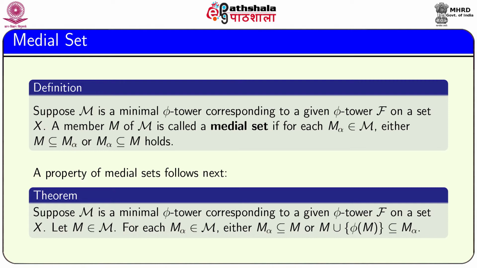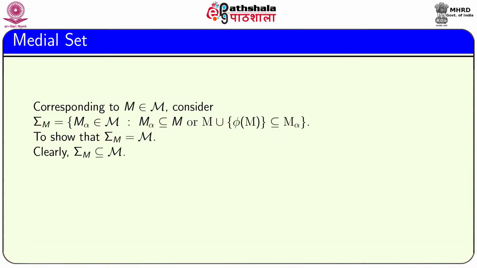Next theorem gives us a property of medial sets. Suppose script M is a minimal phi tower corresponding to a given phi tower script F on a set capital X. Let M belong to the minimal phi tower script M. For each M alpha belonging to script M, either M alpha is a subset of M or M union set phi M is a subset of M alpha.